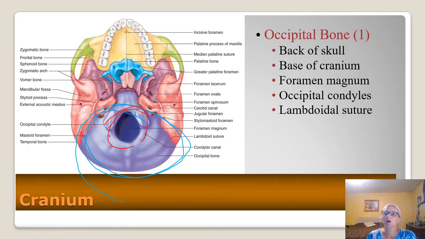Then you have the occipital condyles here, which we will learn about, and the lambdoidal suture. It helps to form that as well. And you can kind of see that along here. It kind of makes almost an L shape when you're looking at it from a lateral perspective.